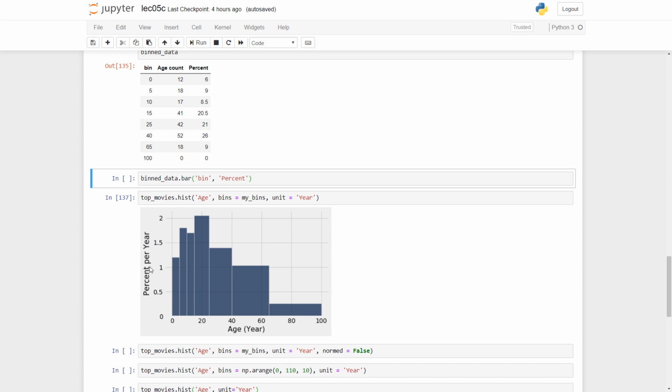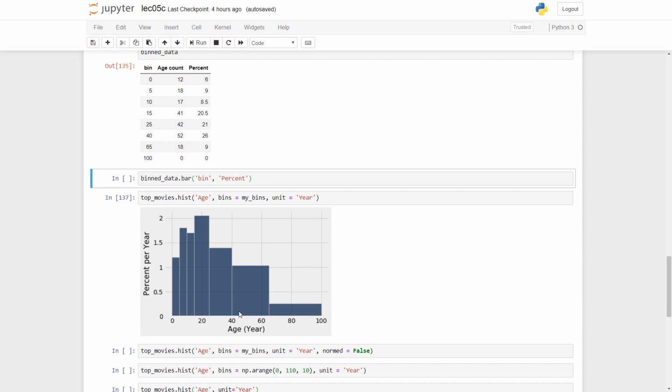It's percent per year, because the unit of each bin is year, right? Each bin has 5 years, 35 years, 10 years, and so on. So when we divide by the number of years, then the unit becomes per year. Okay, so that means that, for example, in this bin, let's say that this is exactly 1. That means that in that bin, the movies from 40 to 65, we have 1% every year in that top list.